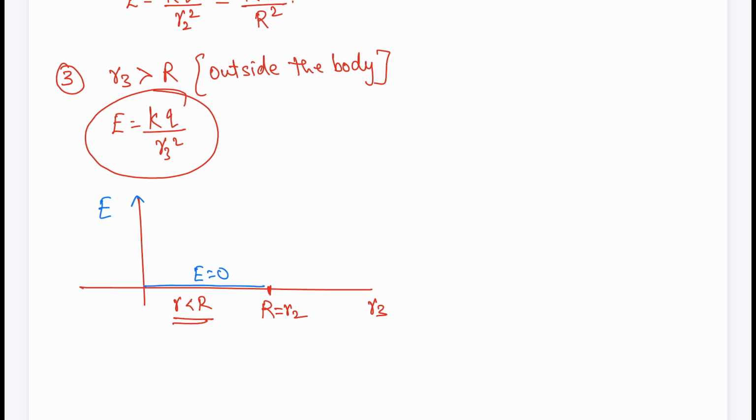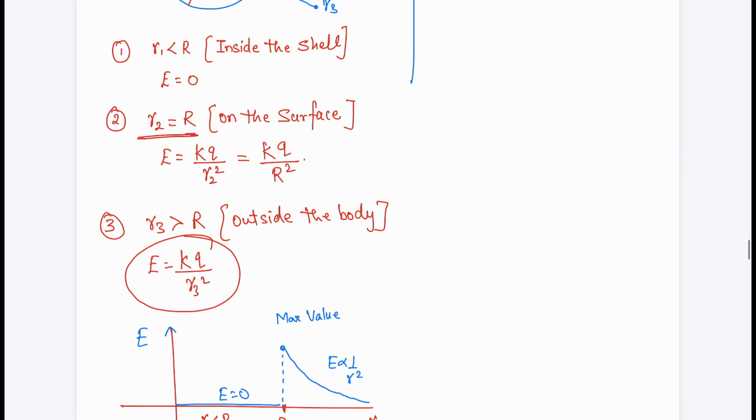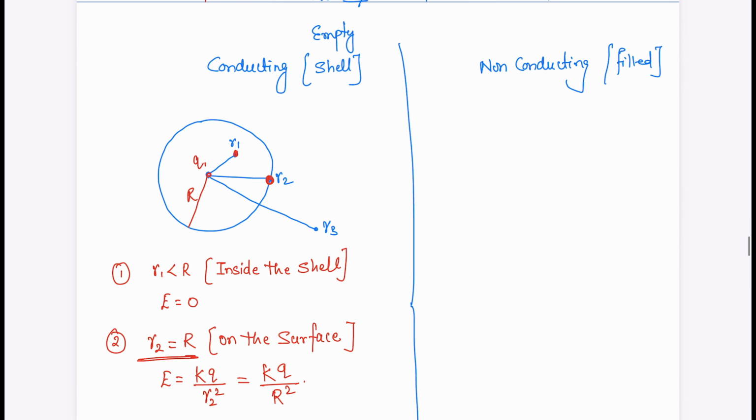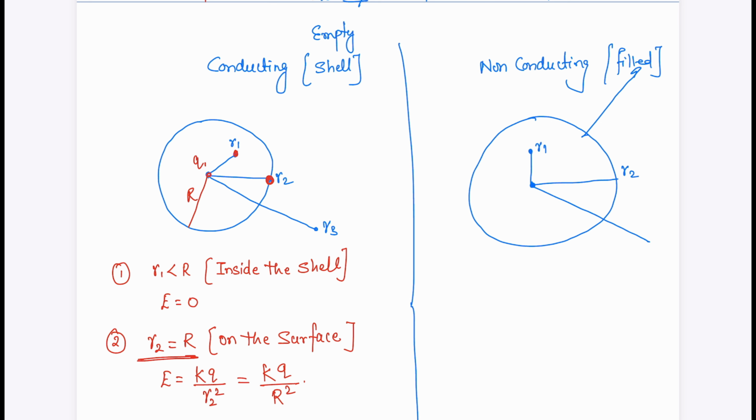Understand? Whenever you are on the surface, this is called the maximum value. After that, whenever the distance starts increasing, it starts decreasing. So E is proportional to 1 over R square. These are the three things. Then for here also, it is the same case. This is filled. So let's say this is your R1, this is your R2, this is your R3 outside, and this is your radius R.